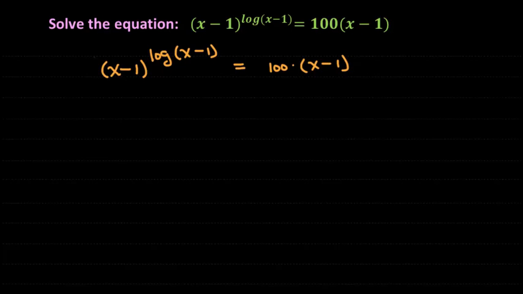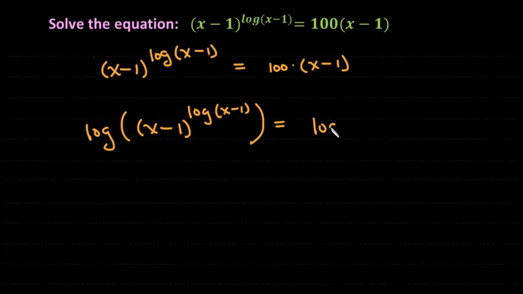So the first thing that we can do is take the logs of both sides, and in this case take the common log of both sides, meaning the log base 10. So then we have log of (x - 1) to the power of log of (x - 1) is equal to the log of 100 times (x - 1).